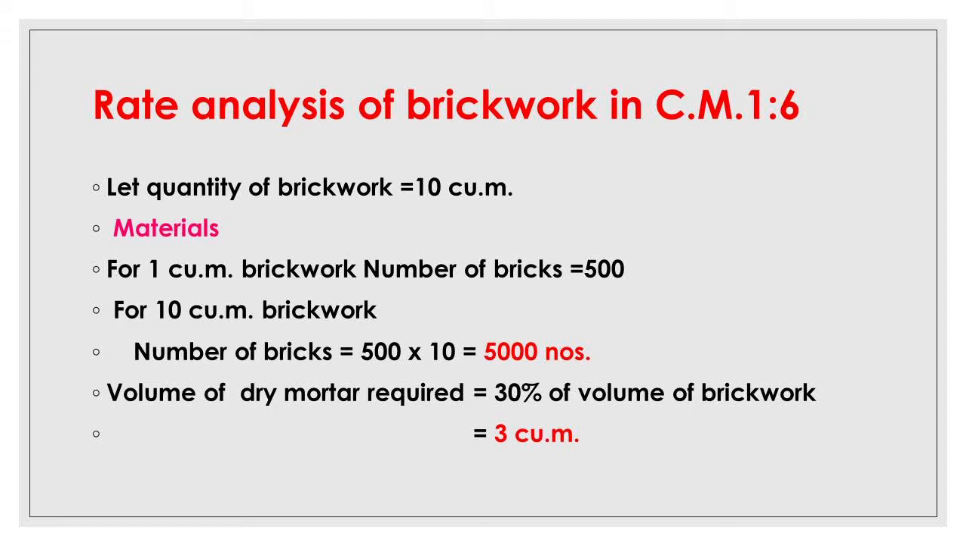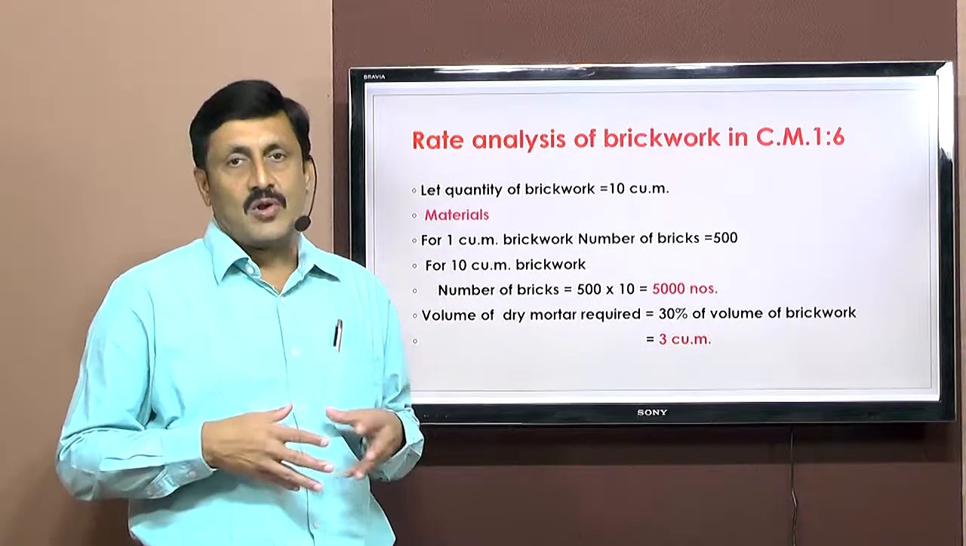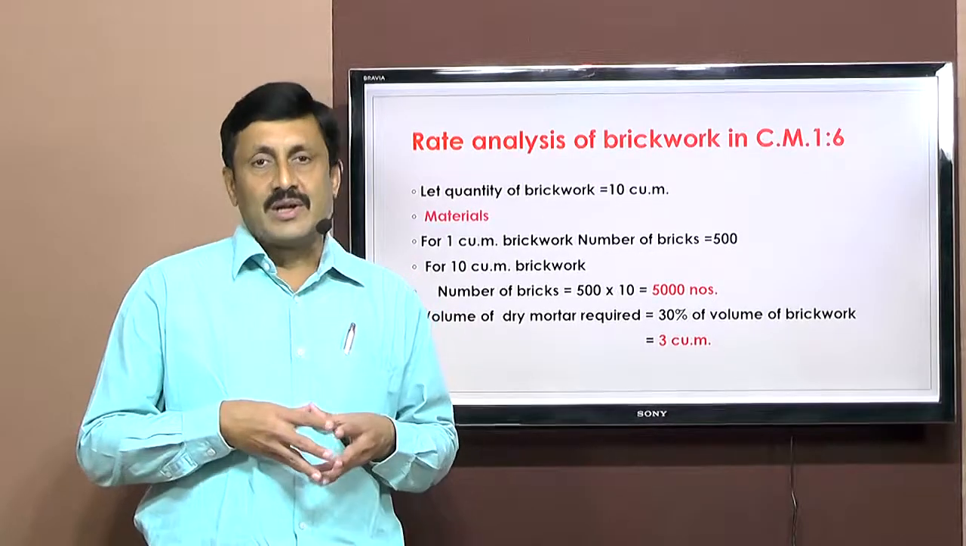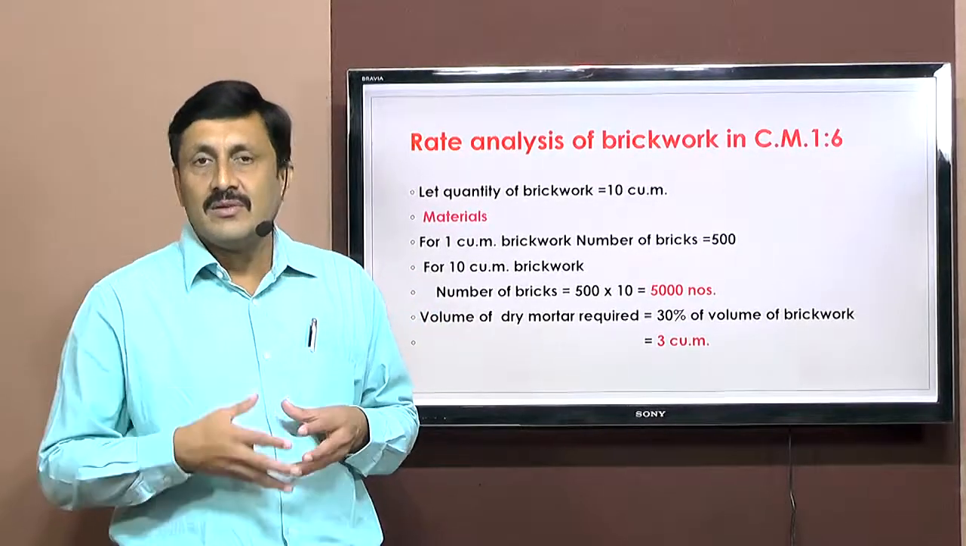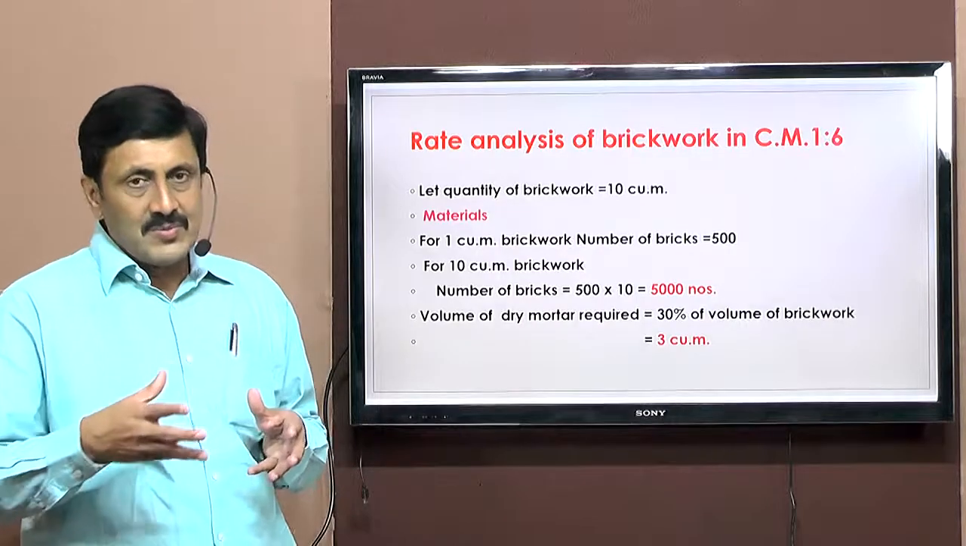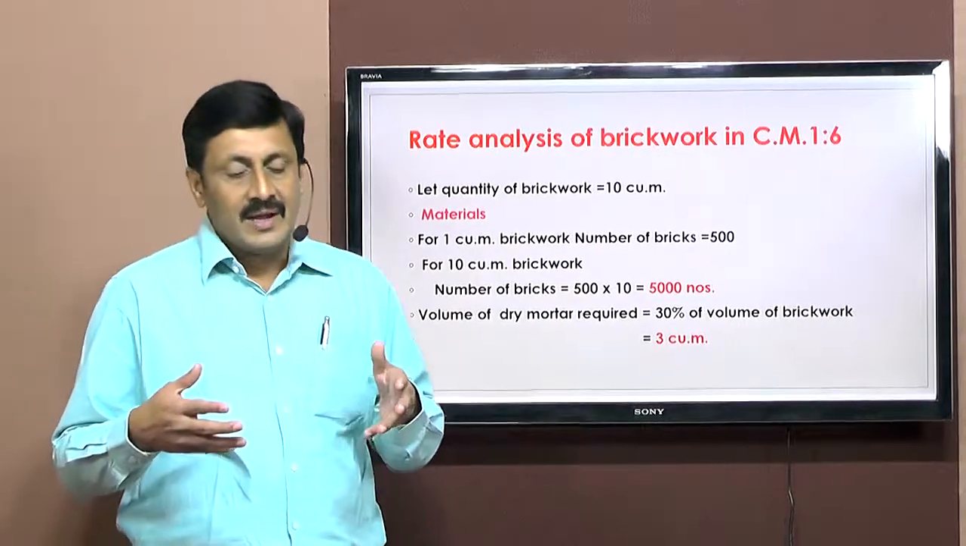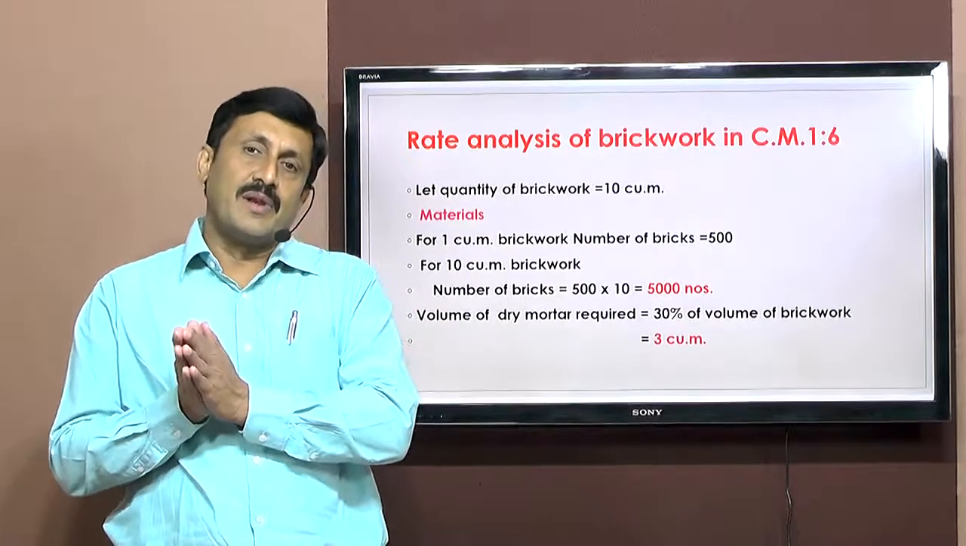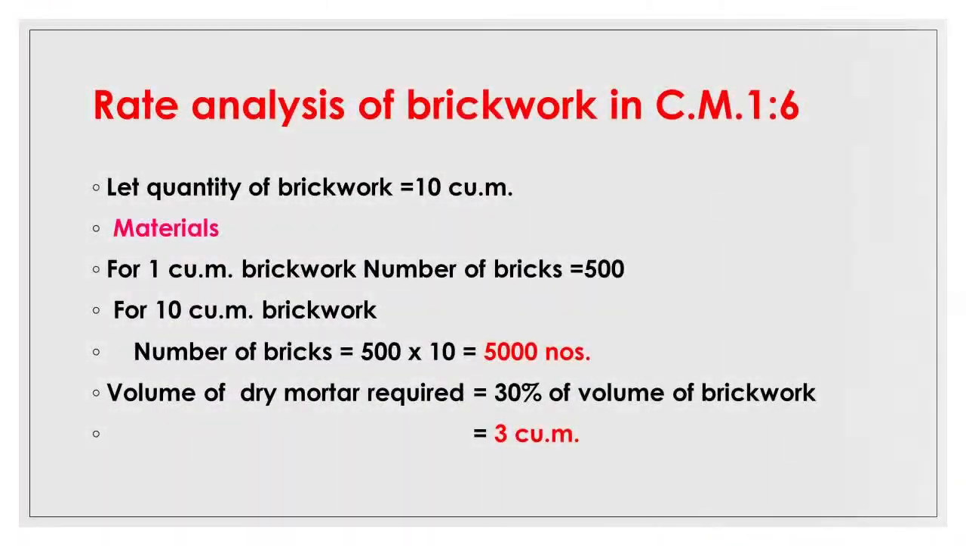Now this brickwork is having proportion 1:6. That means one part of cement is mixed with 6 parts of sand. So this kind of cement mortar is going to be used for constructing this brick masonry wall. So we have to determine rate per unit, rate per cubic meter for this brickwork. First of all, as I said earlier, we need to assume how much will be the quantity of brickwork. So let the quantity of brickwork be equal to 10 meter cube.